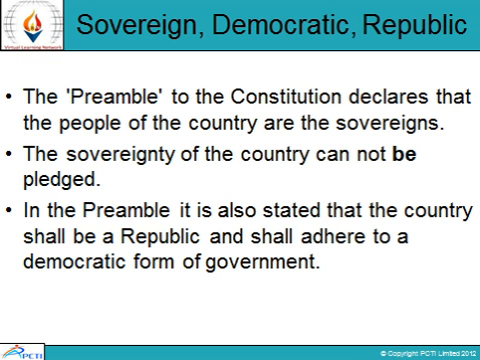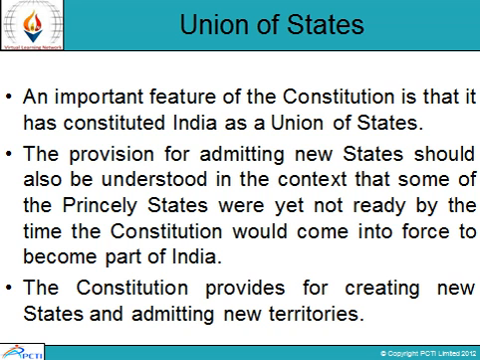The preamble of the Constitution declares that the people of the country are the sovereigns. The sovereignty of the country cannot be pledged. In the preamble, it is also stated that the country shall be a republic and shall adhere to a democratic form of government.